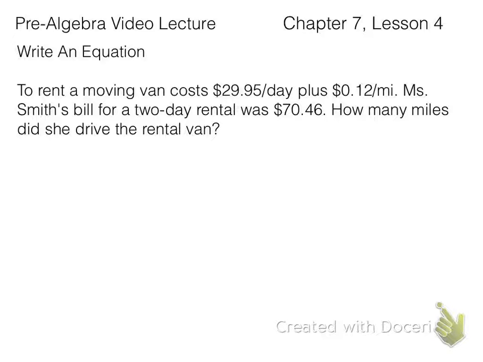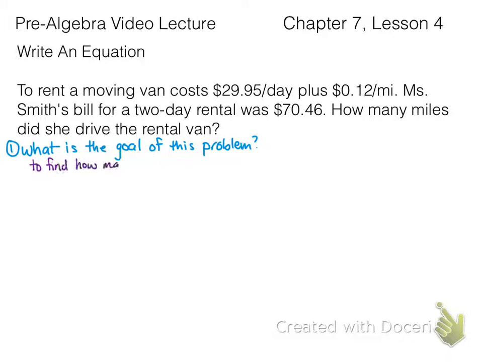So, to rent a moving van costs $29.95 per day plus 12 cents per mile. Mrs. Smith's bill for a two-day rental was $70.46. How many miles did she drive the van? So what is the goal of this problem? Well, that would be to find out how many miles Mrs. Smith drove.